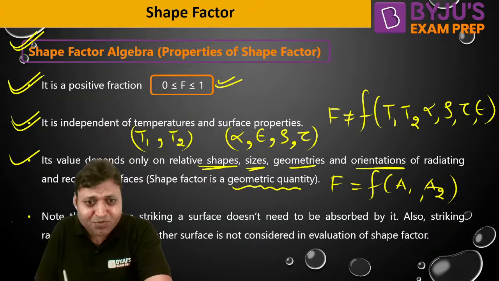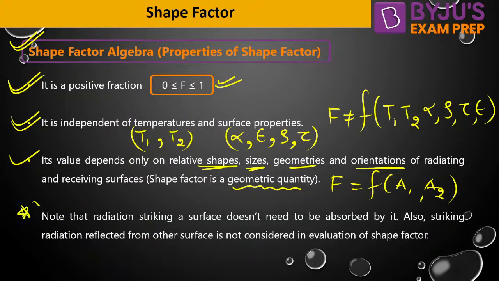And the last point is very, very important. Whenever we define the shape factor between 1 and 2, we only consider the radiation leaving surface 1 and reaching surface 2 directly. The radiation reaching surface 2 may be absorbed by surface 2, or may not be absorbed by surface 2.